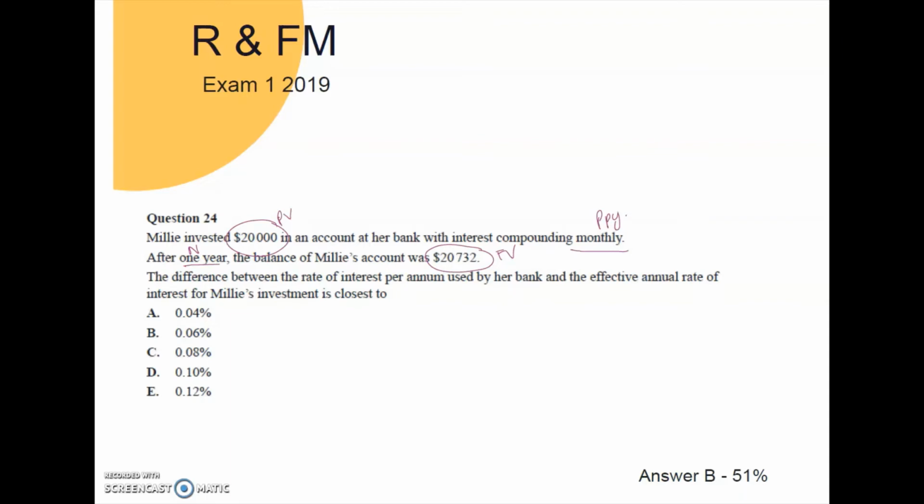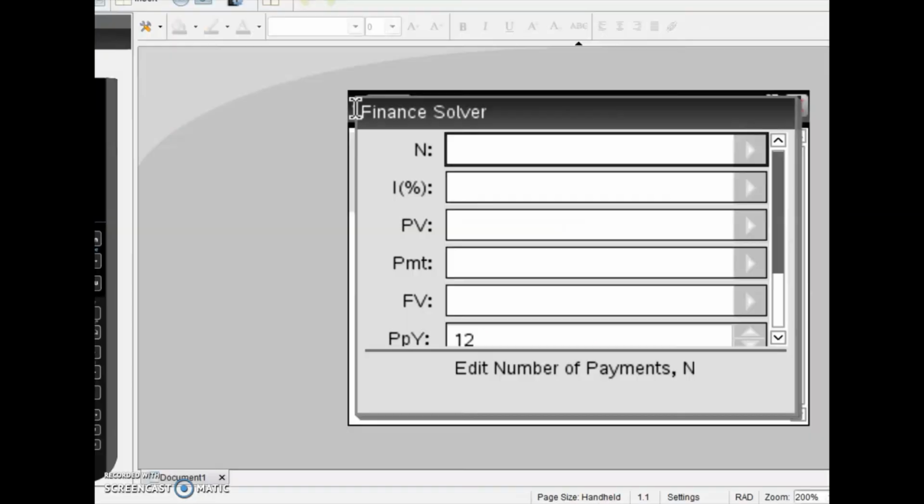What they're asking us, though, is what is the difference between the interest rate used by the bank and the effective annual interest rate for Millie's account? So we need to find what is the interest rate, and then we're going to find what is the effective rate based on that interest rate the bank's using when it's compounding over 12 months a year. Okay, so we'll jump into the finance solver and find our interest rate, and then calculate our effective rate there.